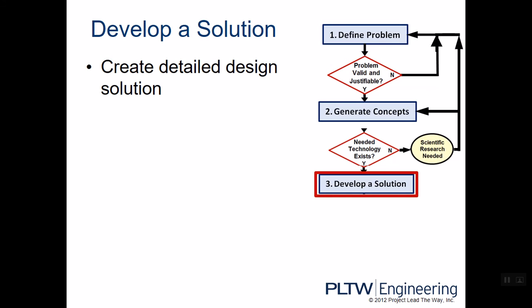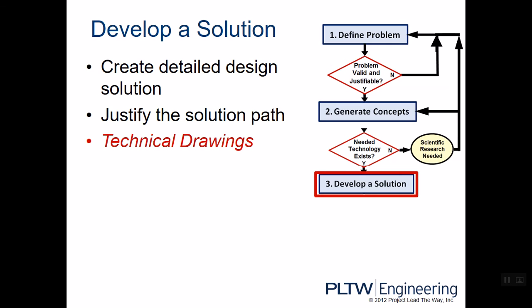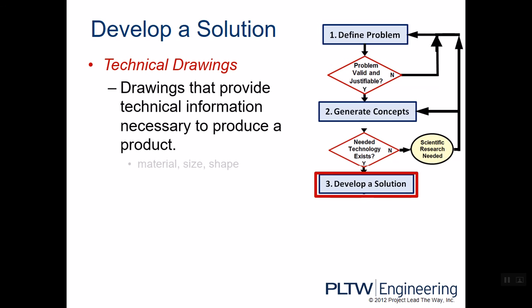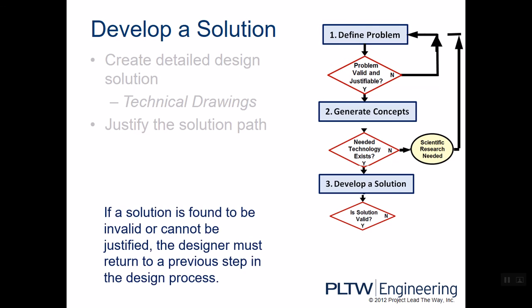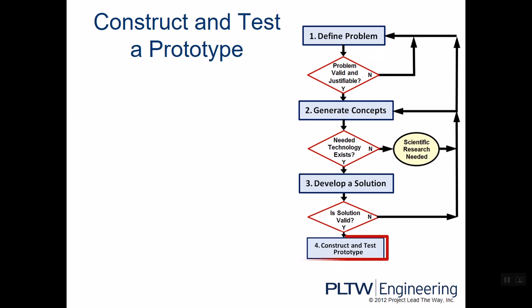is develop a solution. So create a detailed design solution. Justify the solution path. You would generate technical drawings, and technical drawings are what is used to develop CAD drawings. So it would tell someone what the product's made of, how it's made, how big it is, that kind of stuff. And then you would go on to construct and test a prototype.